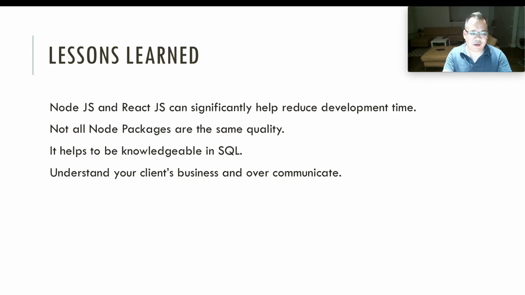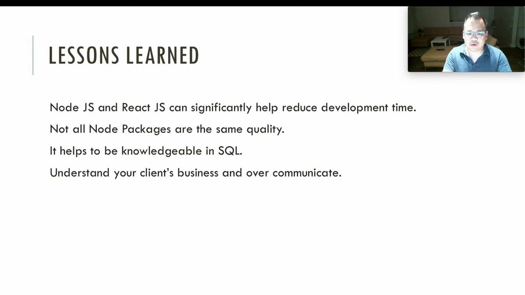Third, it helps to be knowledgeable in SQL. My APIs were made of queries, and if I didn't understand how to write queries, which I thought I did at the beginning, but once I dug into more complex queries, I figured, hey, I'm not as great in SQL as I thought. So it helps to understand SQL, in this case the many-to-many relationships involved with my data.